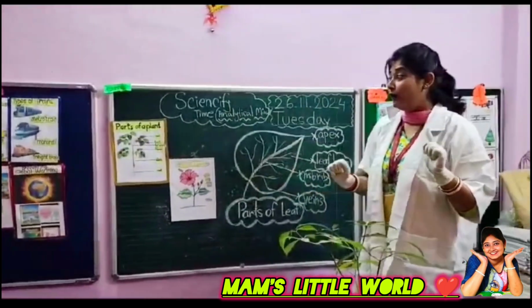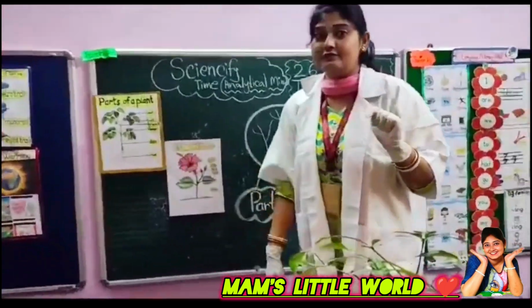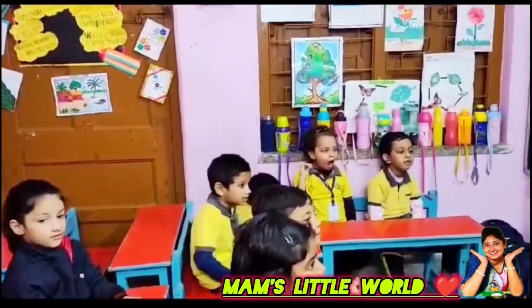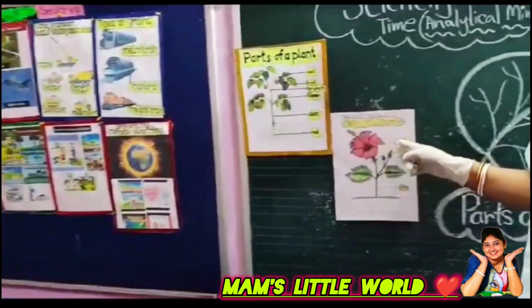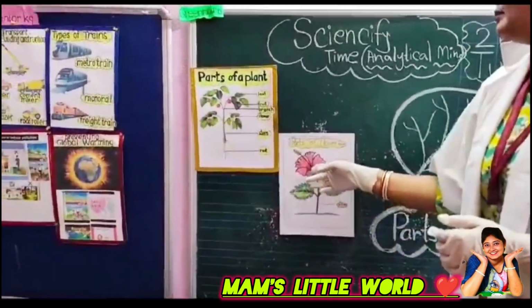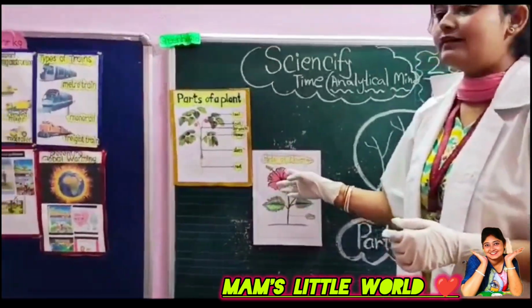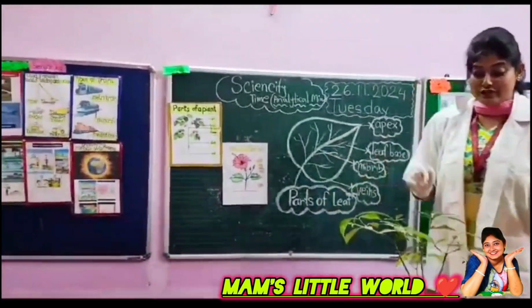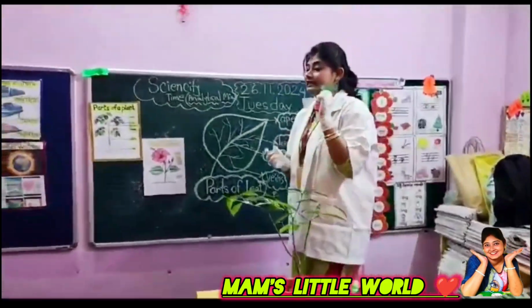Now can you tell me how many parts of a flower there are? Four. Very good. Which are these? Stem, sepals, petals and bud. The colorful portion of the flower is called the petal and the green portion is called the sepal. Now we are going to learn about the parts of a leaf.